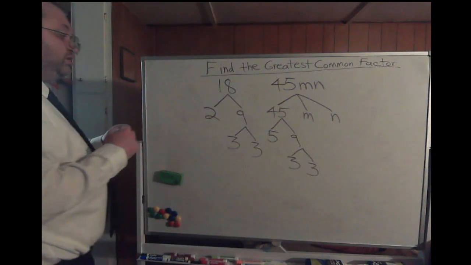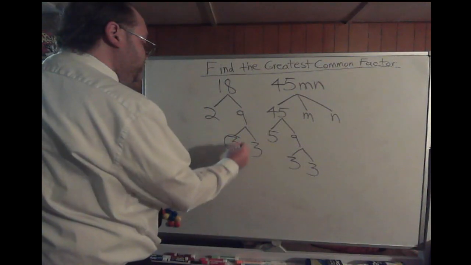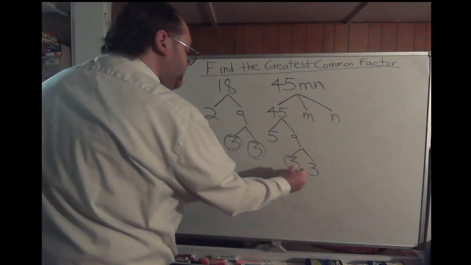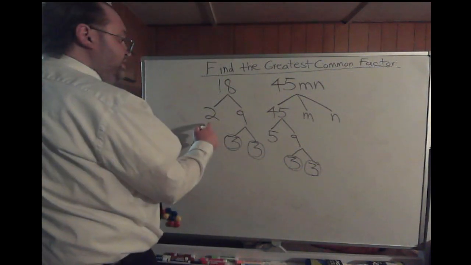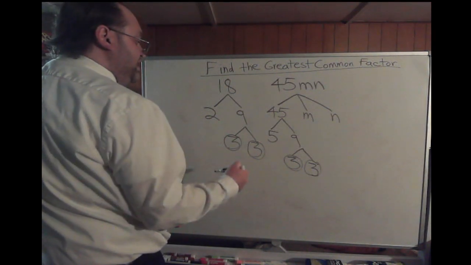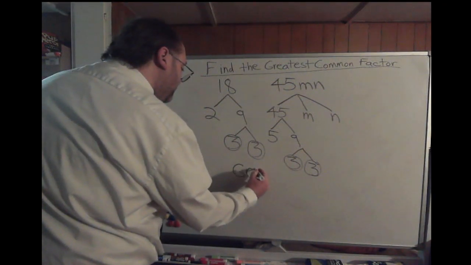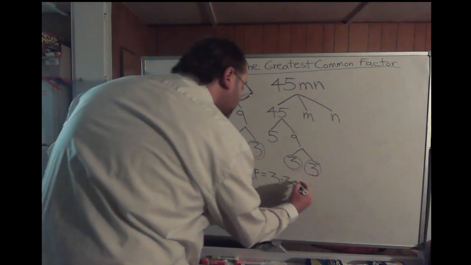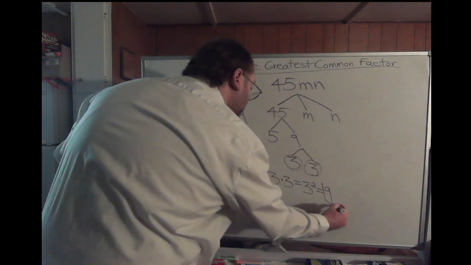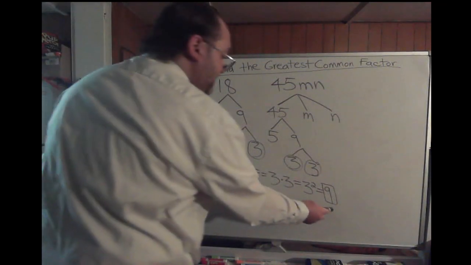Now let's go through and start looking for what they have in common. Immediately, 2 3's should jump out at you. Each of them has 2 3's in common. Is there anything else in common? They don't have a 2 in common, they don't have a 5 in common, or an m or an n in common. So your greatest common factor for each one is going to be 3 times 3, which is equal to 3 to the second power, which is equal to 9. So the greatest common factor of 18 and 45mn is going to be 9.